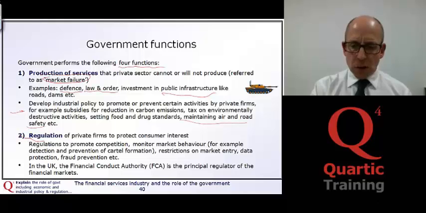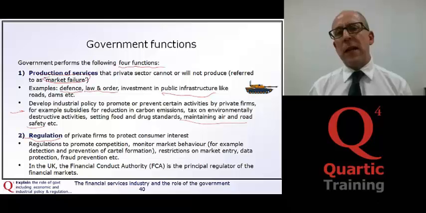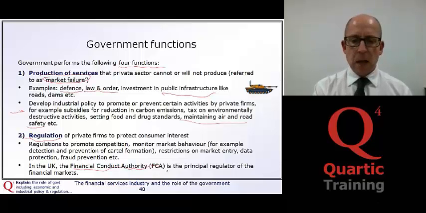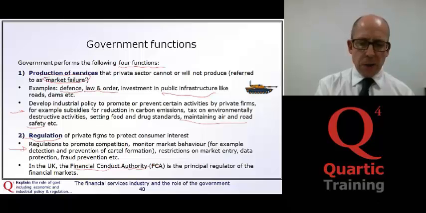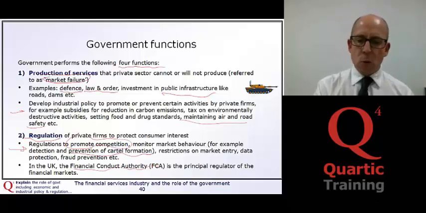Secondly, the regulation of private firms, really here to protect consumers. Now, of course, the sector that is most closely regulated is in fact the financial sector by the Financial Conduct Authority. But also within the economy more broadly, the government looks to prevent excessive market abuse by promoting competition, particularly preventing cartels from forming. So ensuring that barriers to entry aren't unfair, and also playing an important role in, for example, data protection, and also in protecting the consumer against fraud.